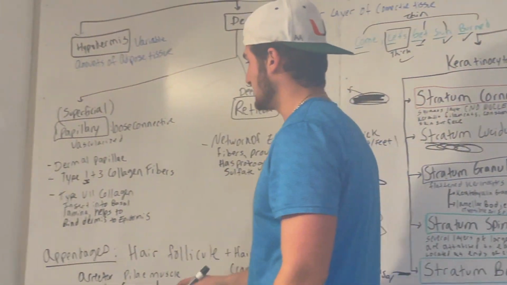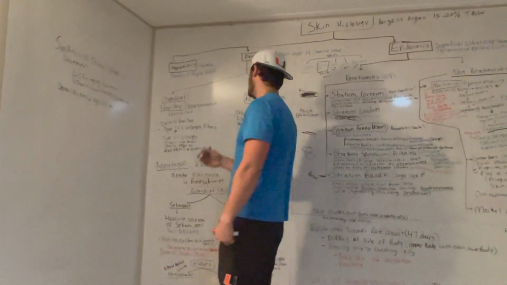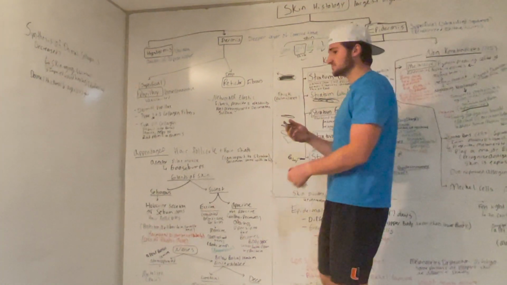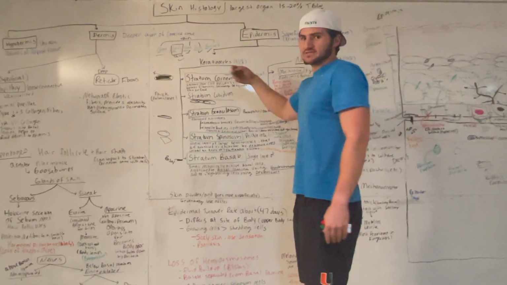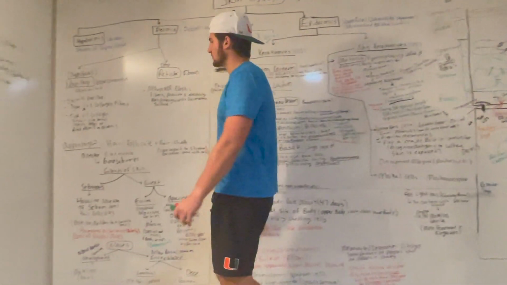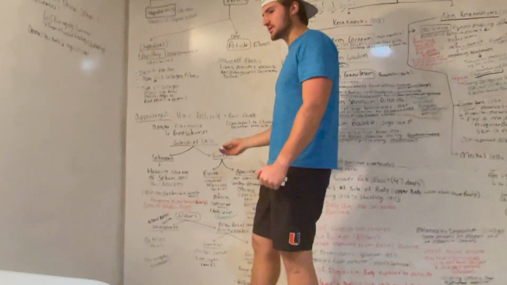Okay, so now, what else is in the dermis layer? We have appendages, right? That's your hair follicles, your hair shaft, right? I said this is not counted, but it aids the stratum corneum. It's like an addition to it. That's what the hair follicle does. Also, we have the skin glands. We have a sebaceous gland, and we have a sweat gland.